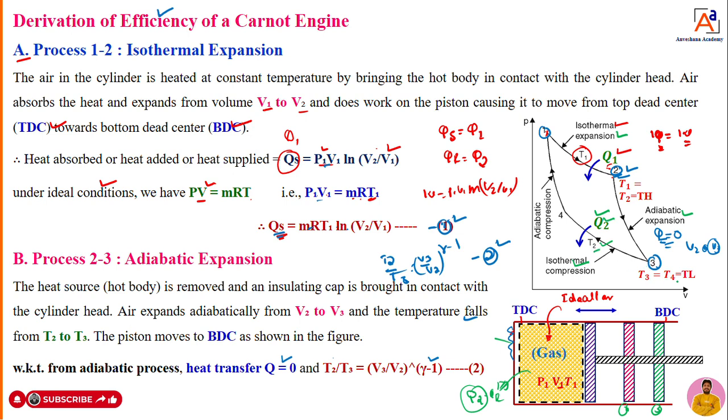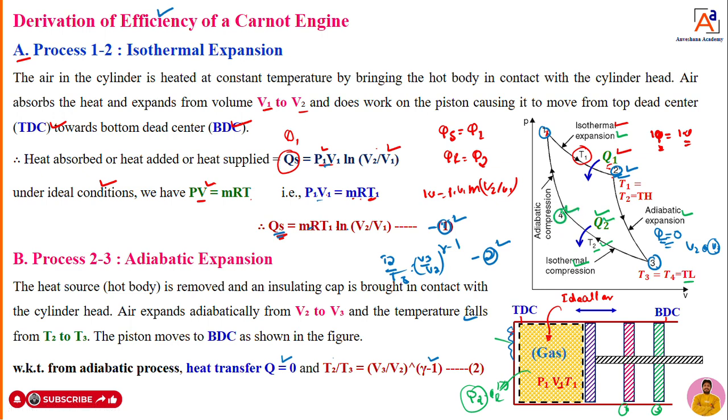That is T3 equal to T4, the lowest temperature. Here you can see at the highest point T1 is equal to T2. This is the highest temperature, whereas T3 is equal to T4, that is the lowest temperature. Okay, fine. Now adiabatic compression, from 4 to 1 you move.